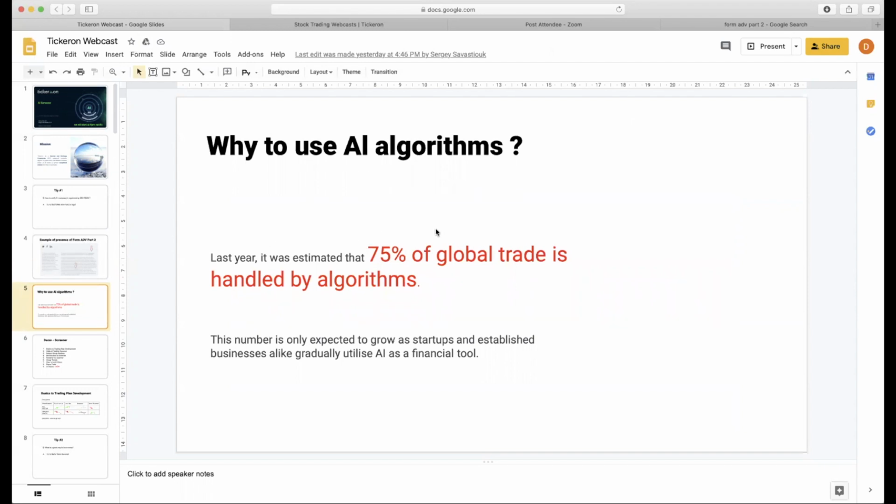So last year it was estimated that 75%, 3/4 of global trade is handled by algorithms. And the number is only expected to grow as startups and established businesses alike gradually utilize AI as a financial tool. Think of it like this.